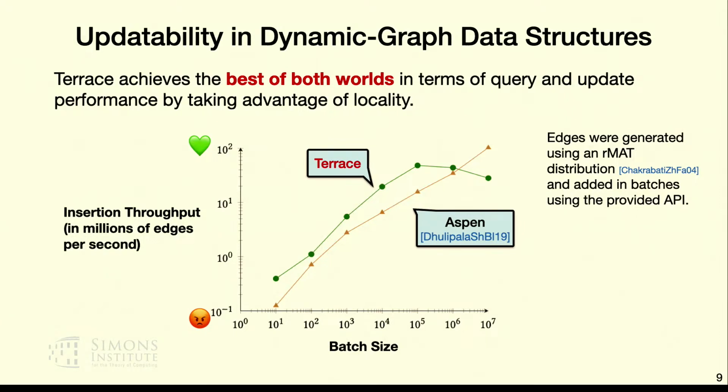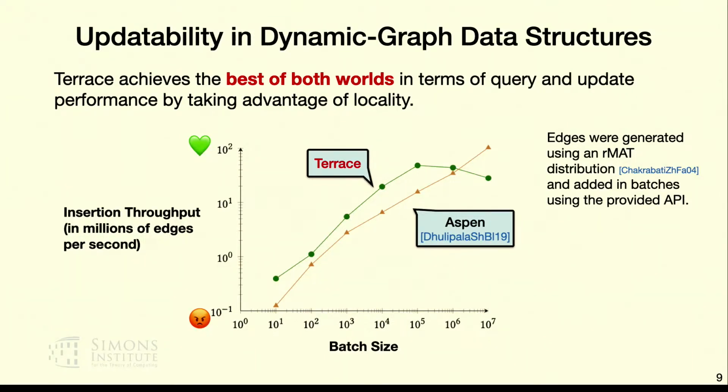So here the y-axis is insertion throughput, up is good. The x-axis is batch size. And often in these data structures, we add edges in batches, which is like you have 100 or 1,000 edges that you might want to add at once. There's different ways that you can implement these batches. Terrace happens to implement them concurrently, but you can do something that Lakshman will talk about in more detail later, which is called batch dynamic, where you implement them all as one atomic operation on your data structure.